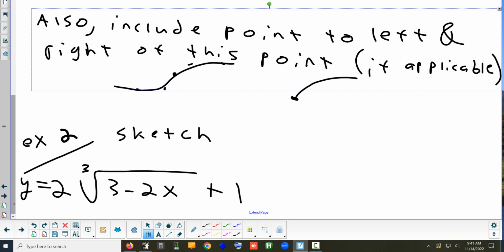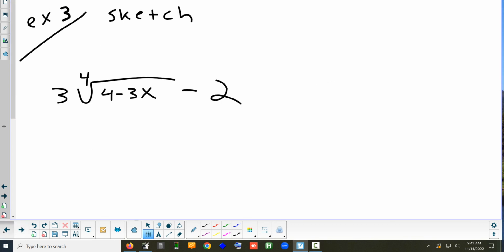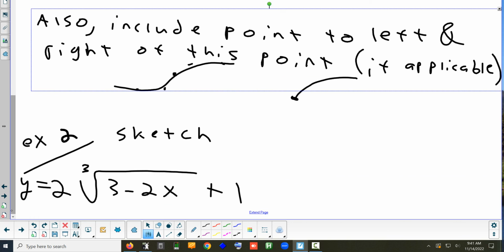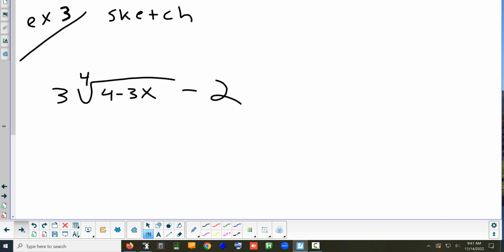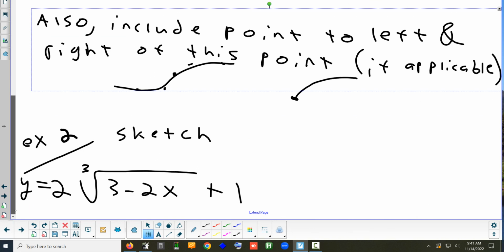We'll try one sketch. The last thing is solving equations. We might get to one of those. If not, we'll do it tomorrow.